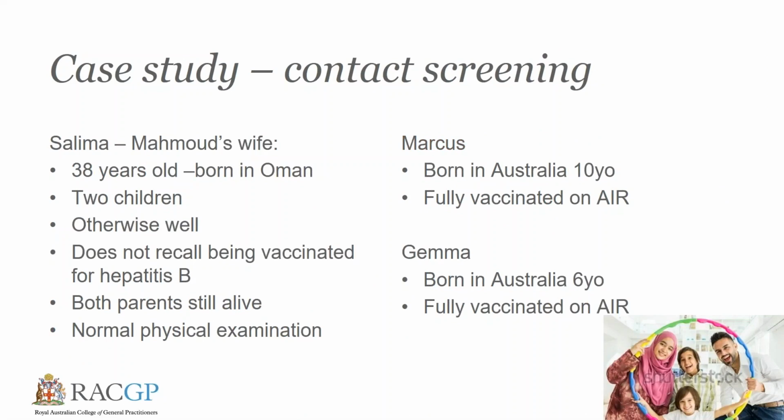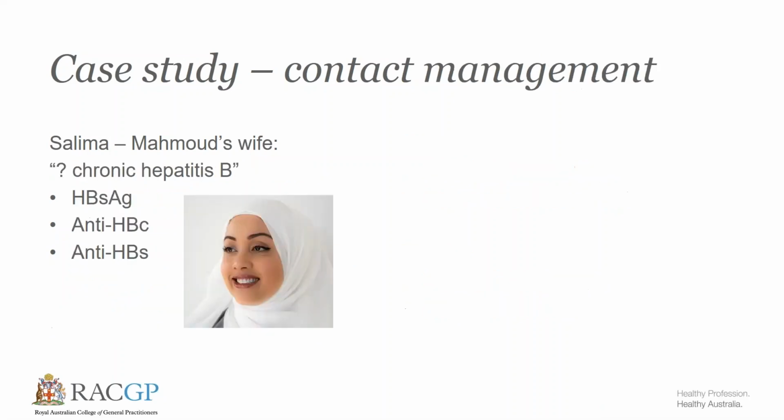So his family comes in. His wife Salima, she's 38 years old, born in Oman, 2 children, otherwise well, doesn't recall being vaccinated for hepatitis B. Her parents are both well and alive, and she has a normal physical examination. Their 2 children are born in Australia, and you check the Australian Immunisation Register, and they're fully vaccinated against hepatitis B. So for Salima, you need to find out if she has chronic hepatitis B. So you write query chronic hepatitis B on the form, ask for surface antigen, core antibody, and surface antibody.